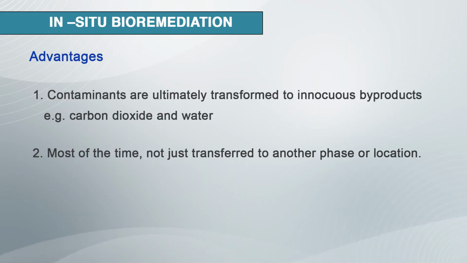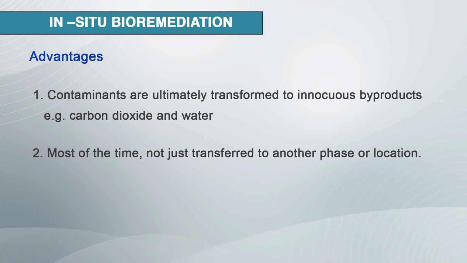Now, it depends upon the natural processes to degrade the dissipated contaminants in soil and groundwater. Natural attenuation processes include physical, chemical and biological transformation. The advantage of in situ intrinsic bioremediation is that contaminants are ultimately transformed to innocuous byproducts, for example, carbon dioxide and water, most of the time not just transferred to another phase or location.